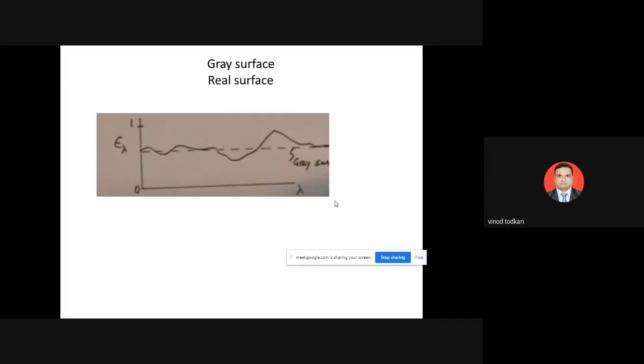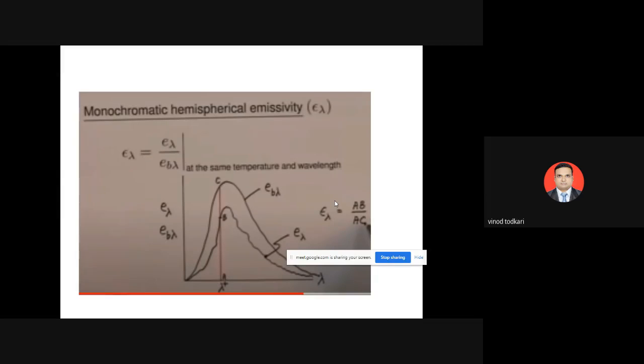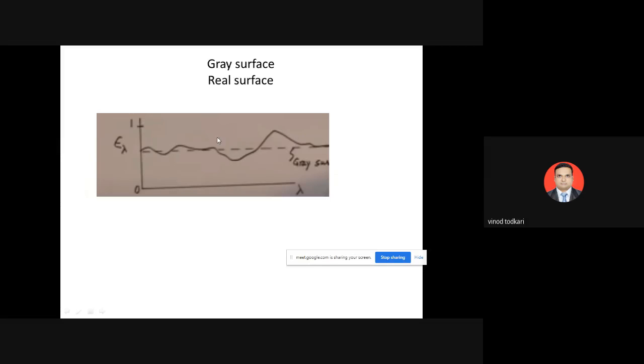Okay. Now, the next concept is real surface and gray surface. Now, if we plot wavelength versus monochromatic emissivity, actually we get this kind of curve. You know that for all surfaces, the emissivity or monochromatic emissivity will always lie between 0 and 1. In reality, we get this kind of curve. A fluctuating nature is there, right? So the value of monochromatic emissivity fluctuates with respect to wavelength. But for calculation purposes, we draw a mean. We take an average and we draw a horizontal line. That horizontal line, or that concept, is called gray surface.